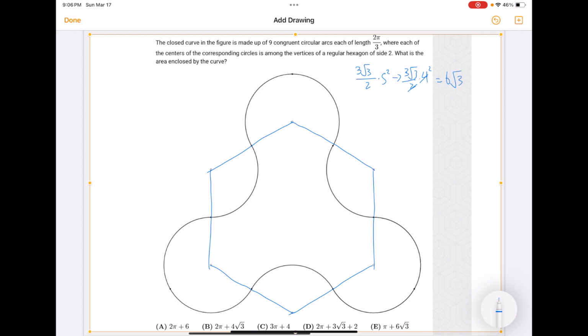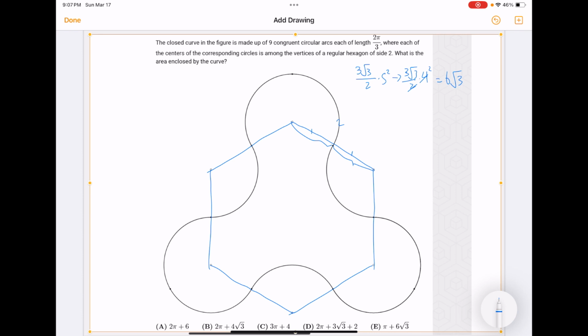Also, because the side of the regular hexagon is 2, each half side would be 1. This is because the arcs are congruent, so all of the lengths are congruent, and this length and this length are the same, so it would be 1 and 1 on each. With that aside, now that you have the area of the regular hexagon, you can solve it by subtracting the area of the arcs and then adding them back together, but I'm gonna do it another way.